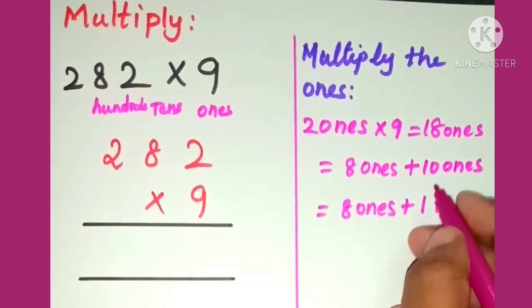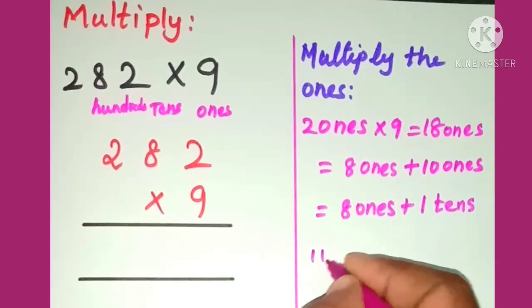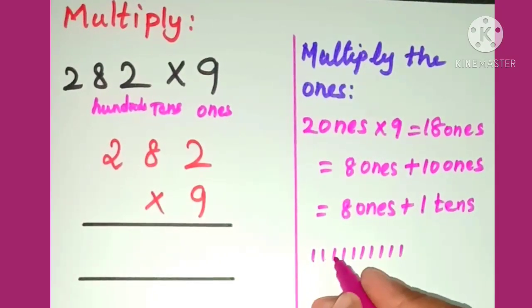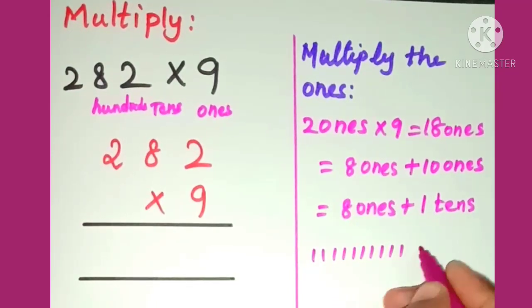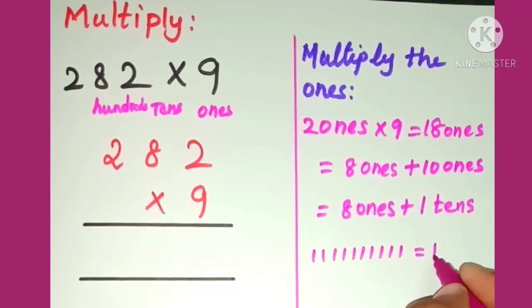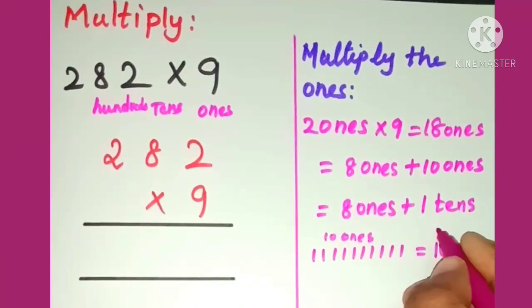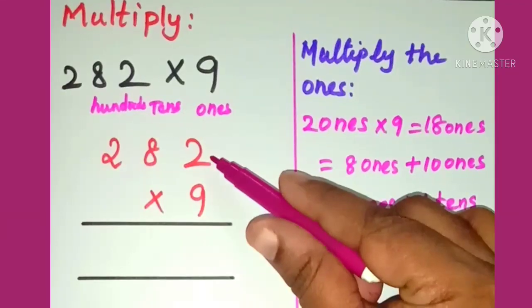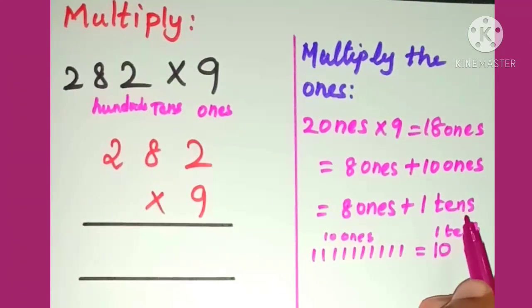10 ones will make 1 tens, isn't it? 1, 2, 3, 4, 5, 6, 7, 8, 9, 10. 10 ones makes 1 tens. So 2 ones into 9 gives 8 ones plus 1 tens.